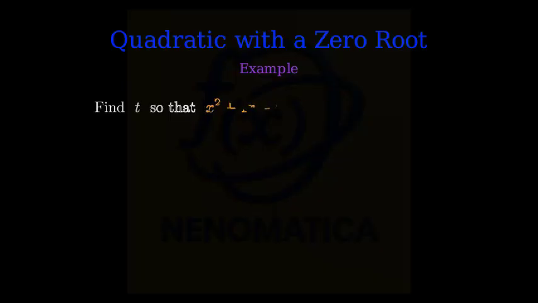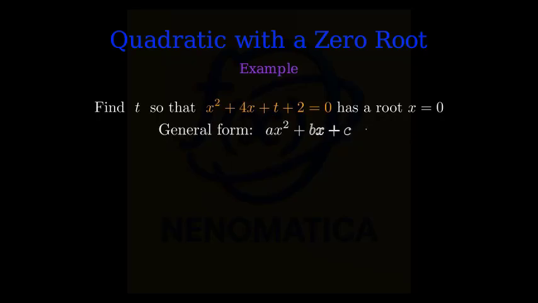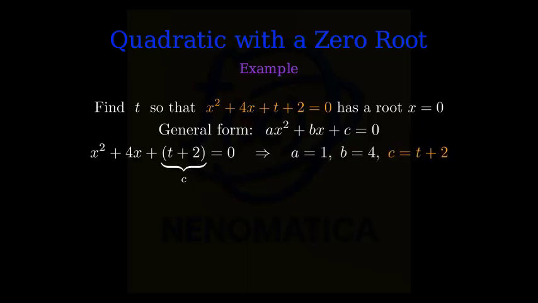In this example, we will find the parameter t so that the quadratic equation has a root equal to 0. We will use 2 clear ideas, identifying the constant term and the product of roots property. Step 1. Write the standard quadratic form and match coefficients. Here a equals 1, b equals 4, and the constant term c equals t plus 2.